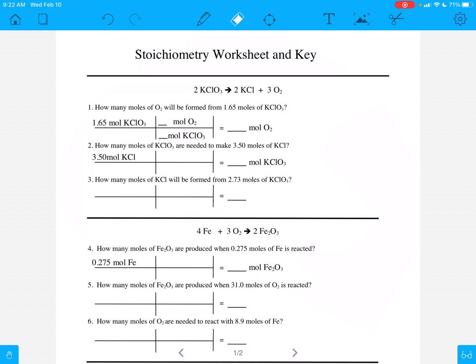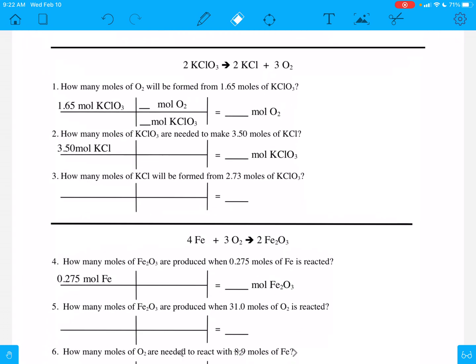With that said, I am setting up a timer here real fast. That timer is going to say 15 minutes, and I'm going to try to keep this lecture under 15 minutes. Okay, so here we go. We're going to be working some stoichiometry problems.